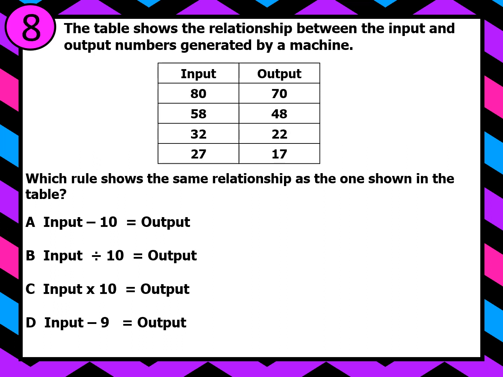Number 8. The table shows the relationship between the input and output numbers generated by a machine. Which rule shows the same relationship as the one shown in the table? You have 30 seconds to answer this question. Go!